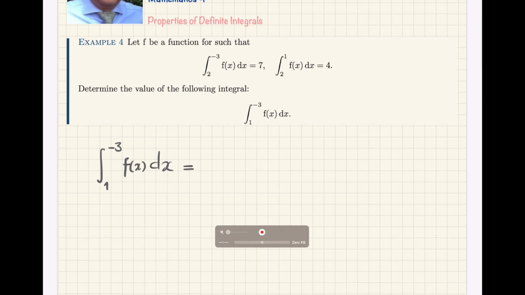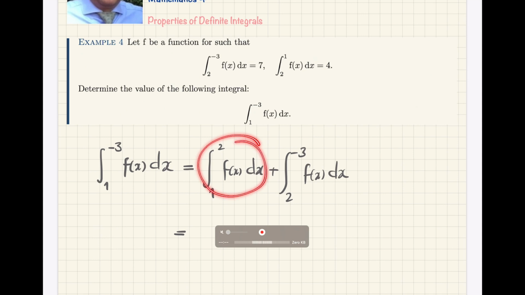We start with an integral from 1 to 2 of x dx plus the integral from 2 to minus 3. Exactly. Yes, but is it useful? Yes, because here I want to use this piece of information. I need to interchange these two, so the price that I have to pay is to put a negative sign there.